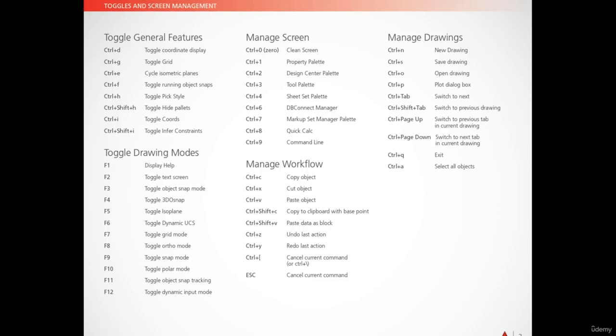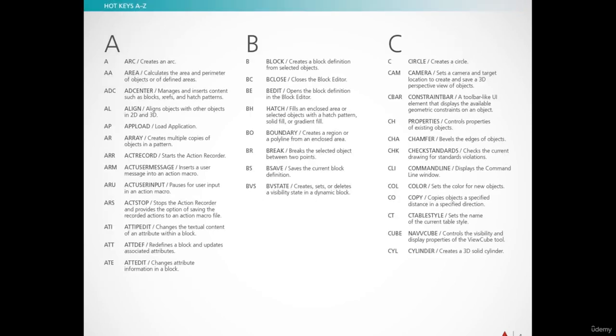To manage workflow, we can use Control C to copy an object, Control X to cut, and Control V to paste an object. And similarly, we have a few more manage workflow shortcut keys. To manage drawings, we can use Ctrl N for a new drawing, Ctrl S to save drawing, and Ctrl O to open drawing. And similarly, we have a few more keys to manage the drawings.